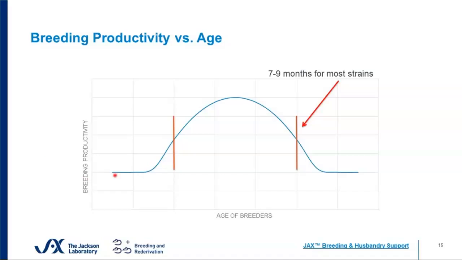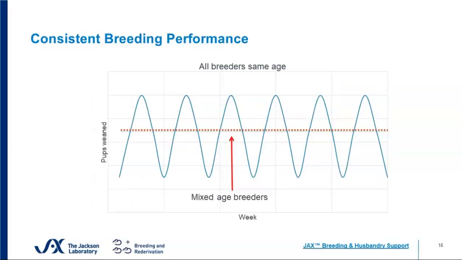So if you look at an individual breeding female, as they get older, the breeding productivity changes over time. New females sometimes are not as productive, and then they hit this optimal breeding window, and then as they get older, the breeding performance begins to decline. The age of decline is usually about 7 to 9 months of age for most strains, but you really want to look at the breeding performance of your strain to figure out when the end of that productive breeding window is. And the reason you want to know that is because what you want to do is have a mixed age colony where you have mice at different ages through your colony.